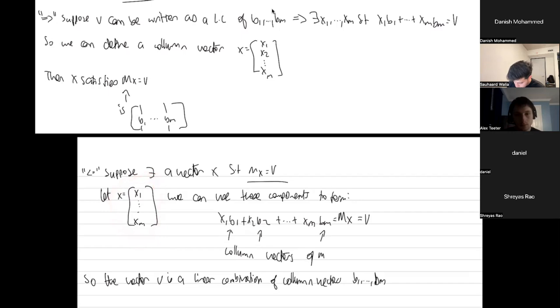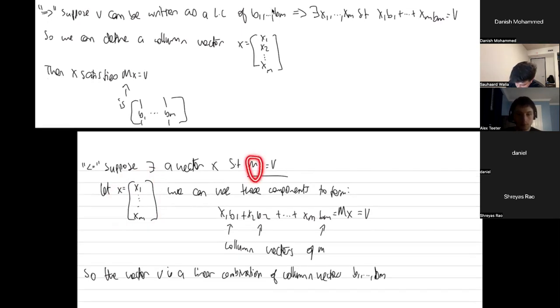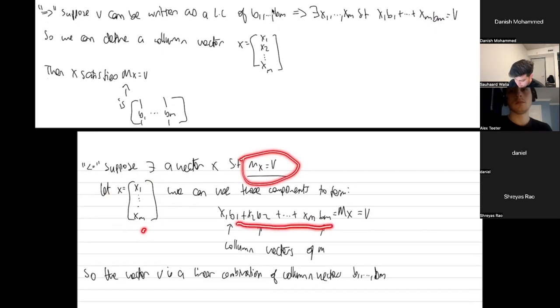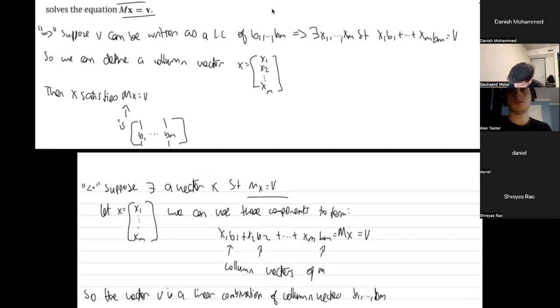After that, we can use these x1 to xm to multiply by m, because we know that this is true. We know that there exists an x such that when we multiply by m, we get v. So let's multiply the x with the column vectors of m, which are b1, b2, all the way to bm. So you write that linear combination, and we know that it must be equal to mx, and that's also equal to v because we're assuming that in the first part.